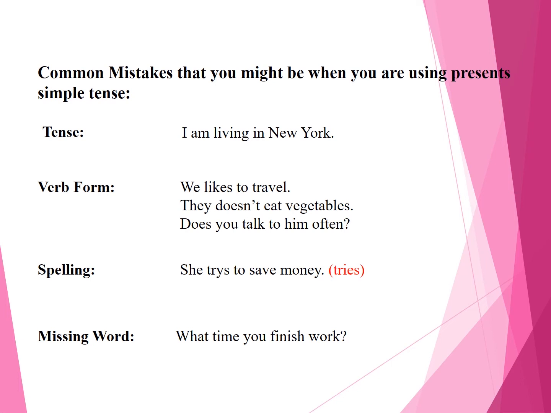When we say we likes to travel, which part do you think is wrong? Correct. The word likes is wrong. We need to add s at the end of the verb only when we use she, he, or it. When we use other pronouns, we should not use s or es at the end of the verb. Then the correct form is we like to travel.